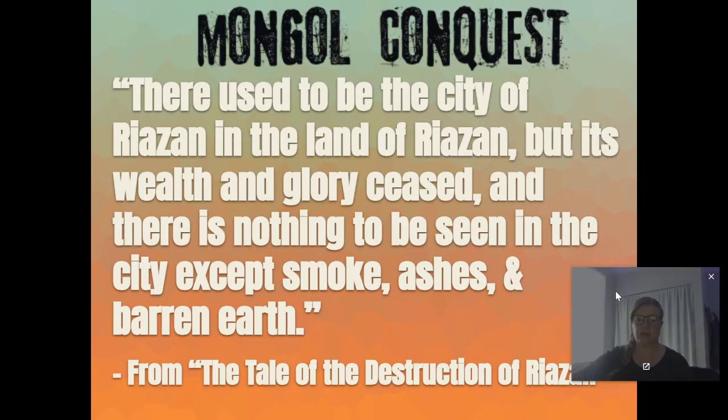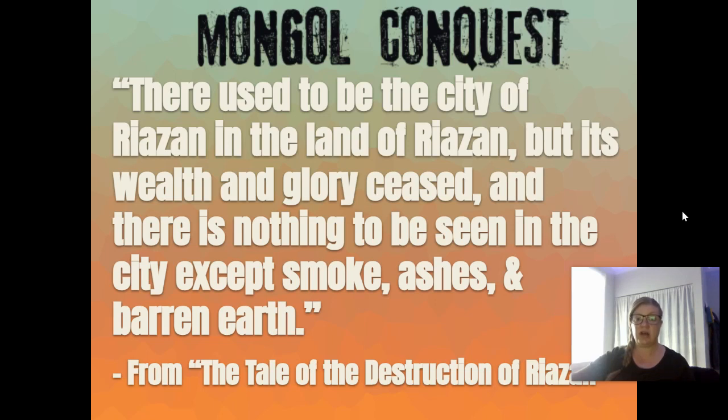So here's just a little quote for you. There used to be a city of Ryzan in the land of Ryzan, but its wealth and glory ceased, and there is nothing to be seen in this city except for smoke, ash, and barren earth. So this is the tale of the destruction of Ryzan. So as Mongols went from tribe to tribe and from area to area, they would basically burn everything in their wake if the people did not just surrender to them as tributary states.